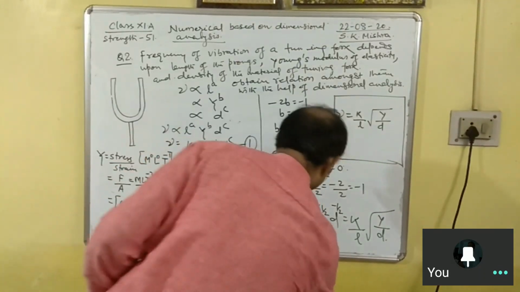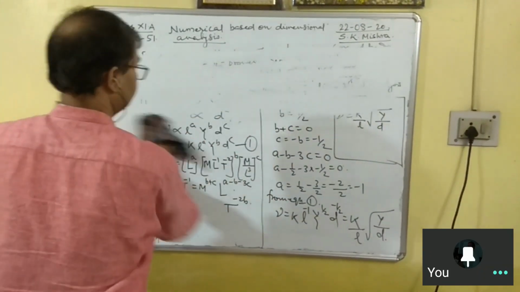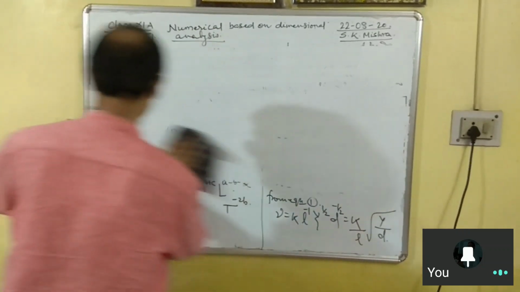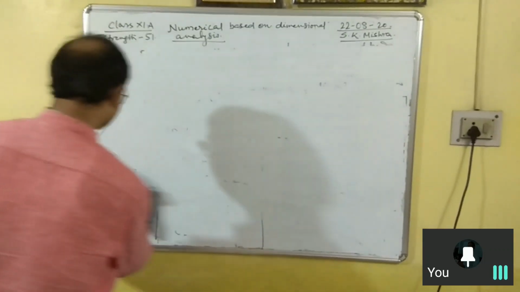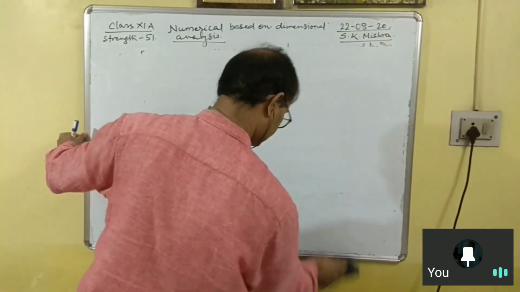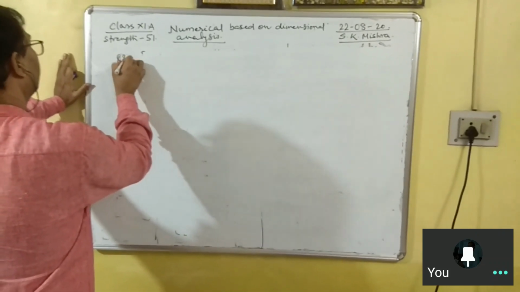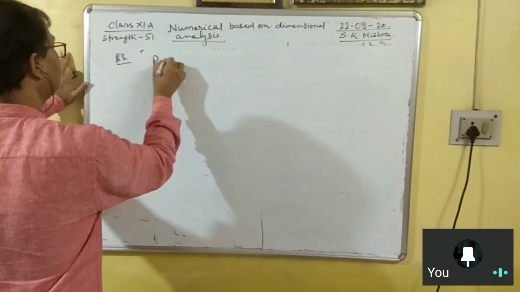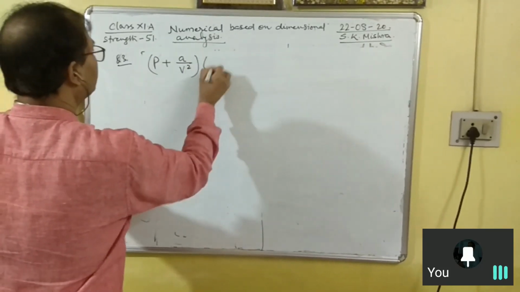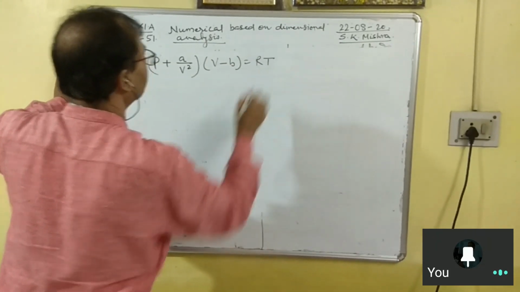Okay. Now, starting from the van der Waals equation of state. Do you know what the van der Waals equation is? Van der Waals equation is P plus A by V square, into V minus B, is equal to RT. So this is the relation.